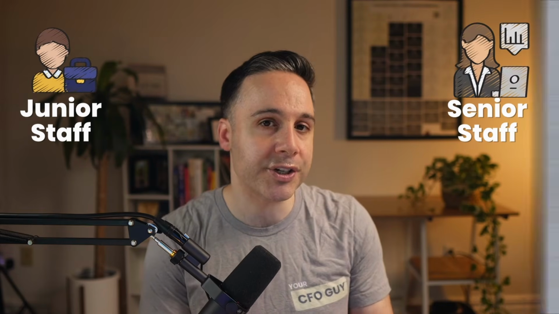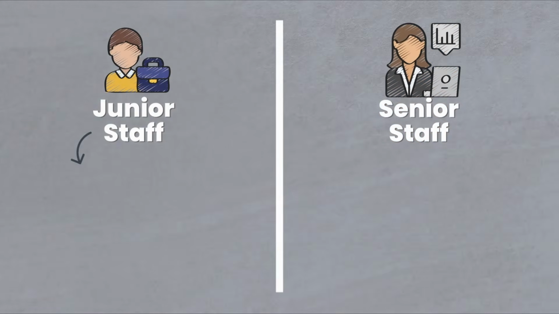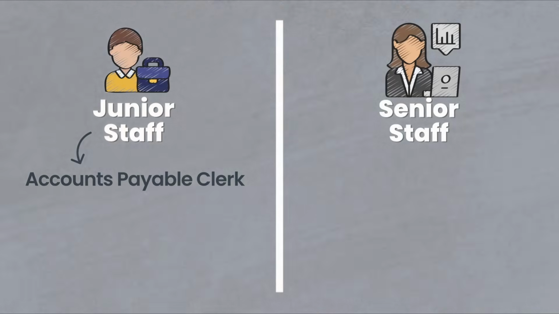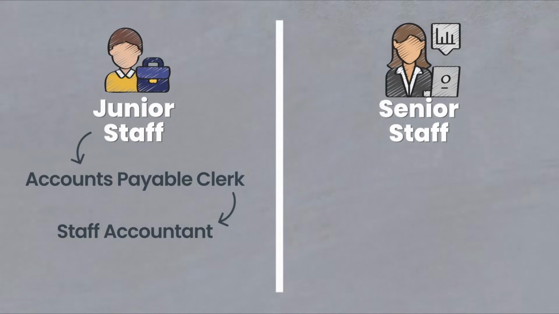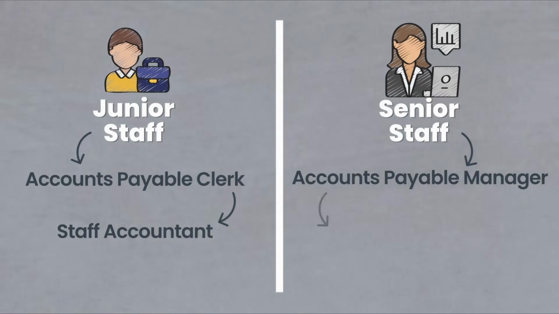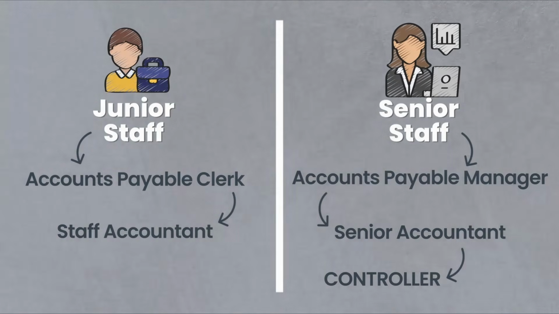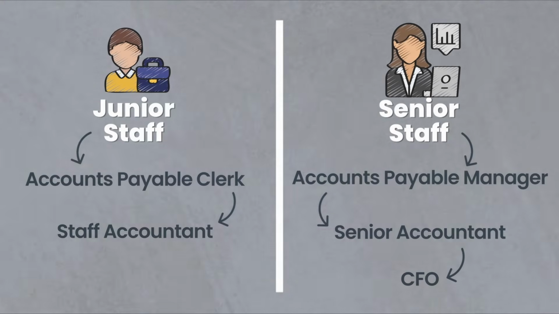Let's talk about that first piece, how to stay efficient. An accounts payable function will typically consist of a mix of junior staff and senior staff. The junior staff can consist of people with an official title like accounts payable clerk, or it can even be more general, like staff accountant. The senior person in accounts payable function can maybe be called an accounts payable manager, or a senior accountant, or a controller, or even a CFO. It doesn't really matter so much.